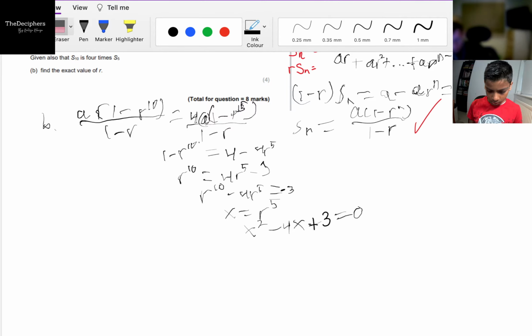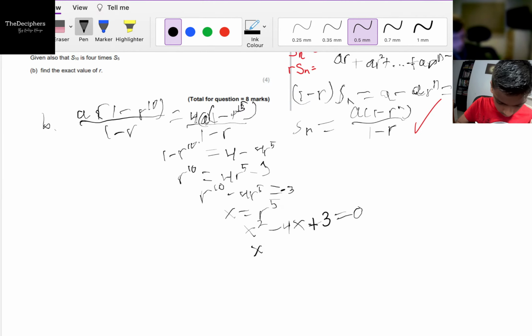You've got the sign wrong. Oh yeah, plus 3. It's r to the 10 minus 4r to the 5 equals negative 3, and then it becomes plus 3. So then, yes, I guess x minus 3 times x minus 1 is 0. X is 3 and 1.